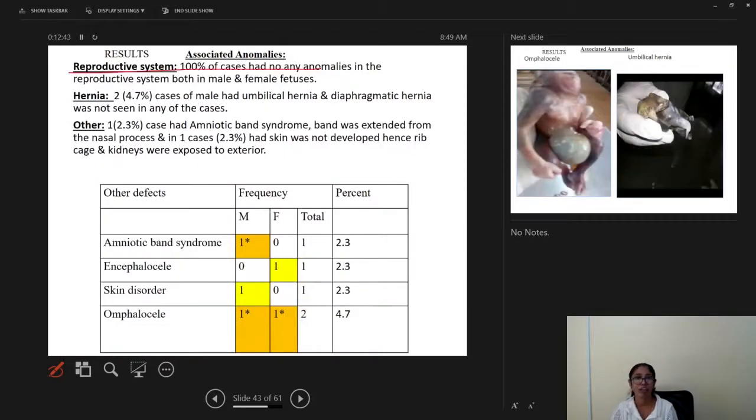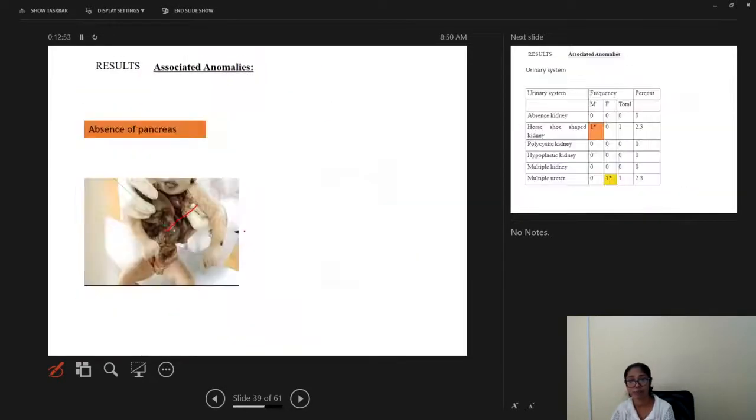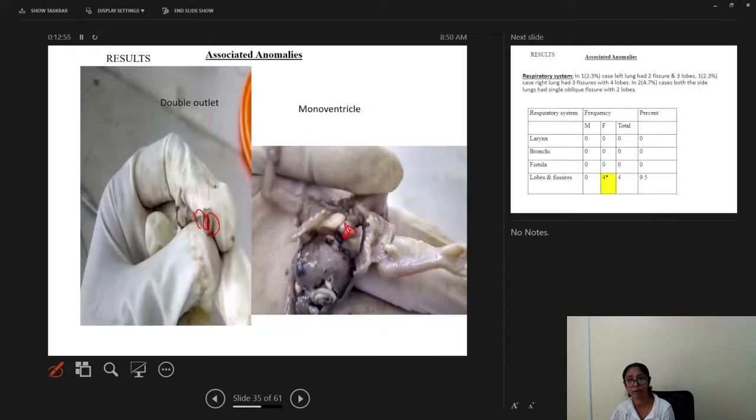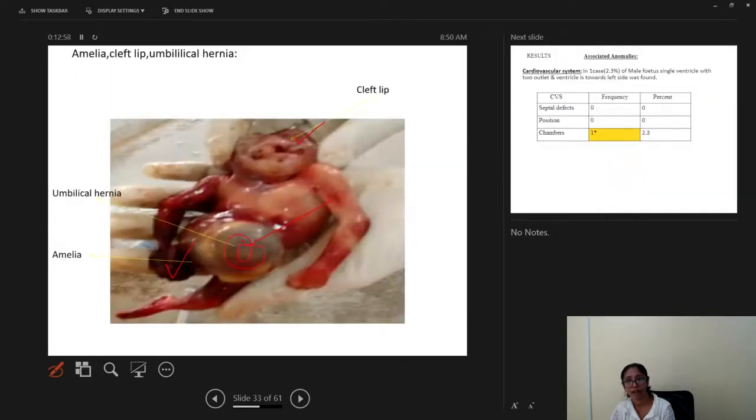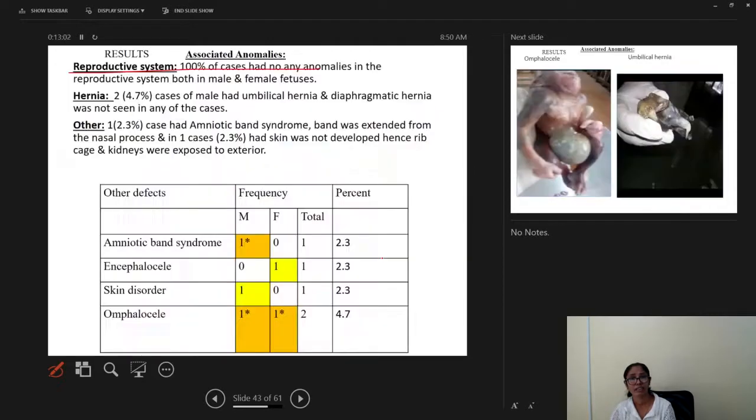For the reproductive system, as I already told you, in 100% there were no reproductive anomalies. But other anomalies like hernia, which we already saw, that is male umbilical hernia. In this case, we have seen an umbilical hernia, while diaphragmatic hernia was not present in any of the cases in our study.